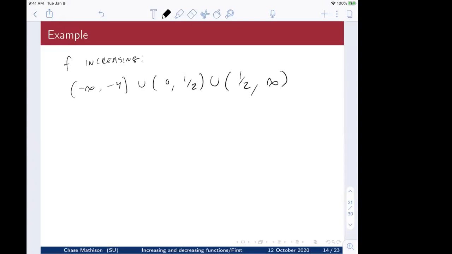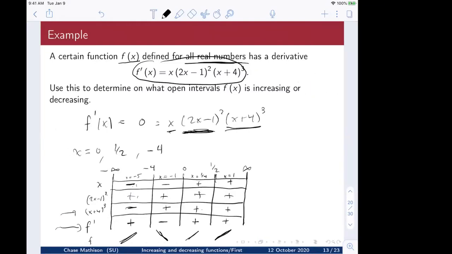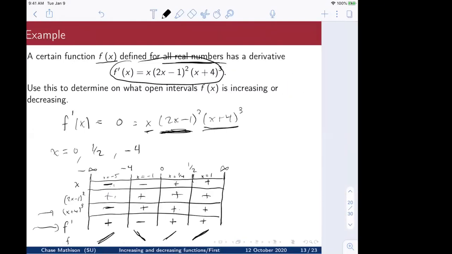This does have the advantage that if you tell someone f is increasing on these intervals, because there's this weird break at x equals 1/2, they can see clearly that there's a critical number at x equals 1/2, so that f prime is 0 there. Okay. And then f is decreasing. Well, it's decreasing between -4 and 0, right?